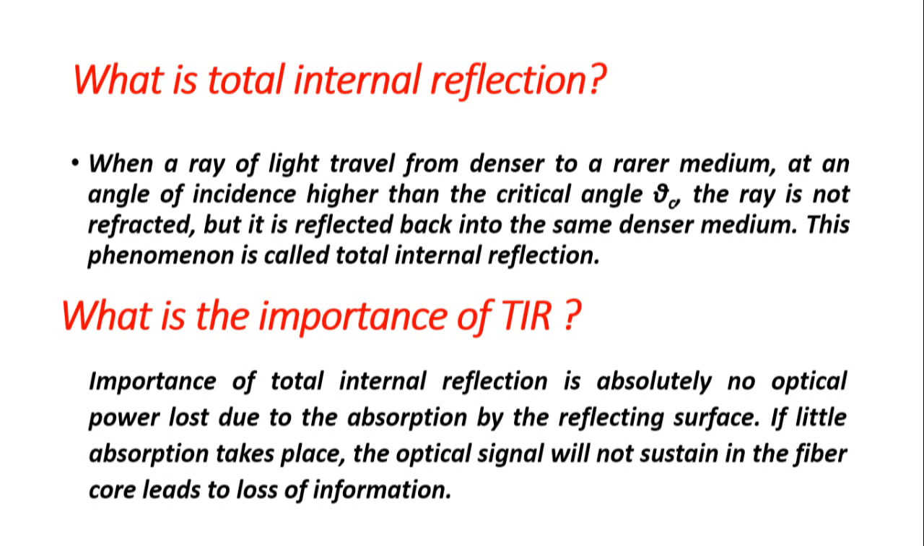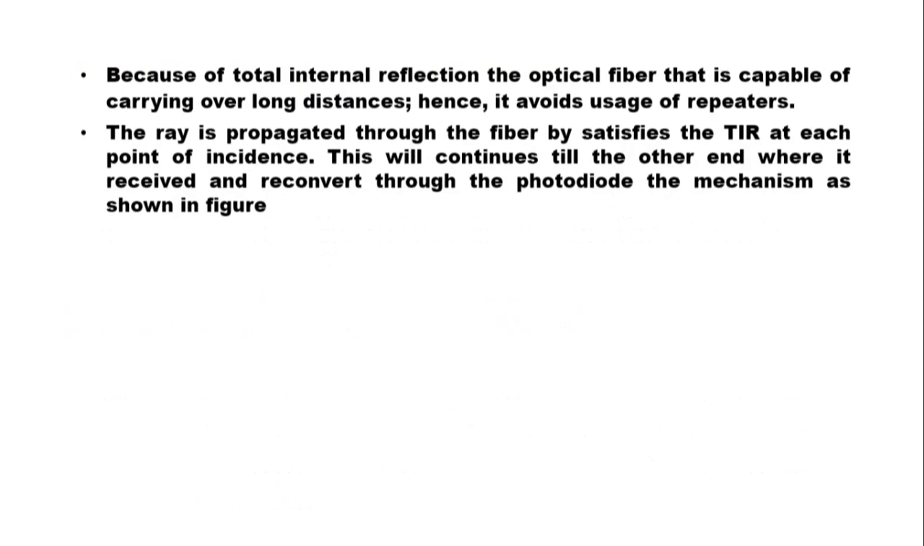If a certain quantity of radiation is absorbed, that means the power will not be sustained in the fiber. Because of that, the fiber retains the power as it is without any loss. Because of total internal reflection, the optical fiber is capable of carrying light over a long distance, and hence it avoids the usage of repeaters. Because of that, optical fiber doesn't require too many repeaters.